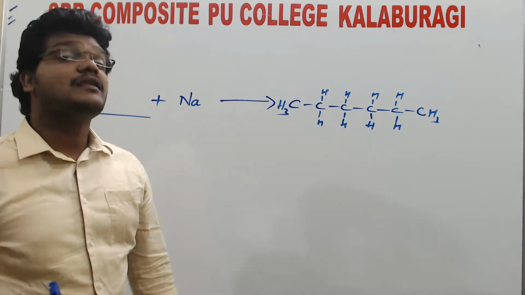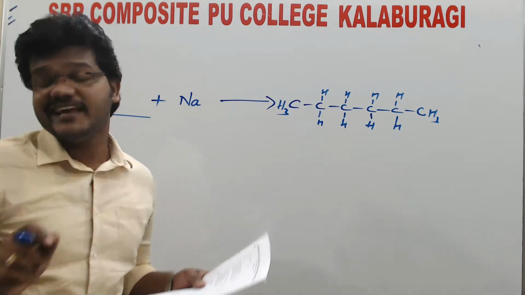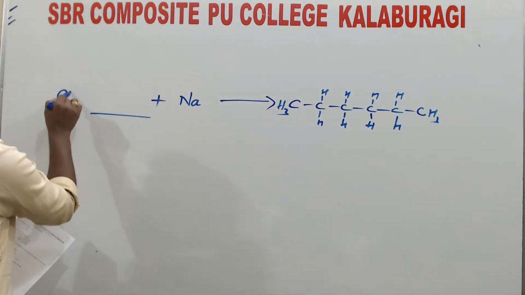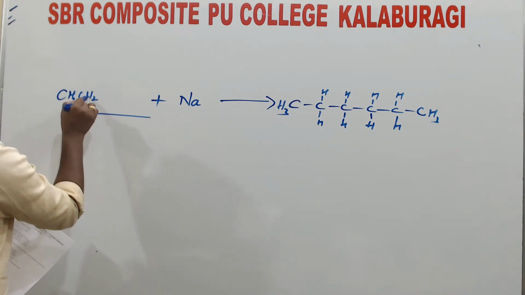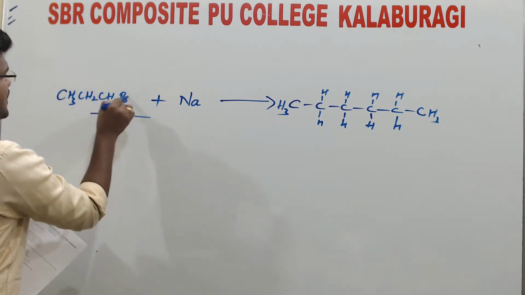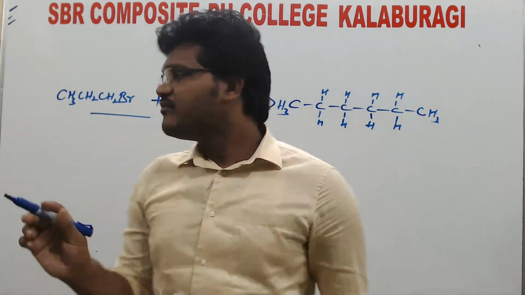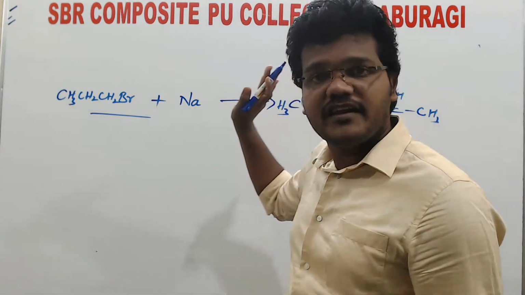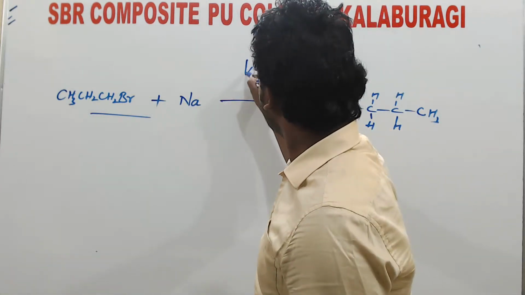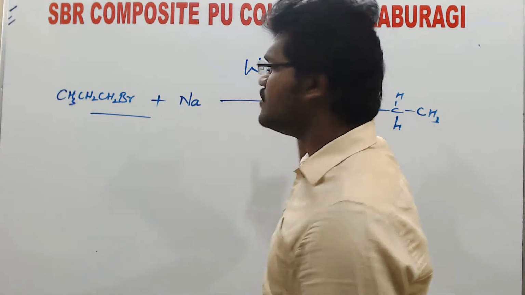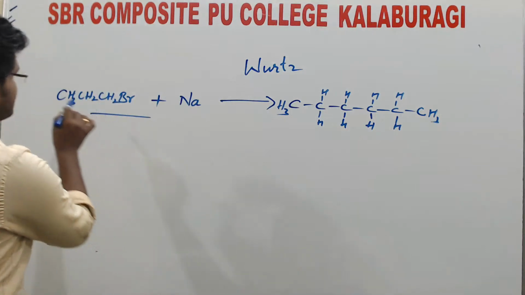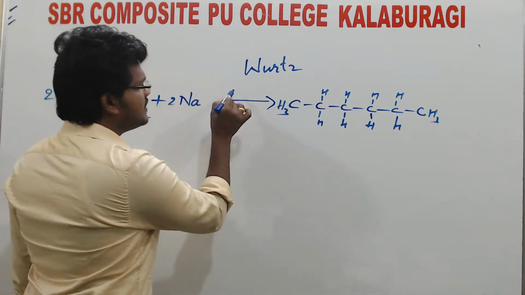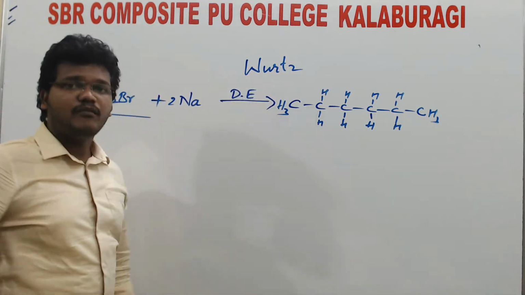Option A, n-propyl bromide. Propyl bromide is nothing but CH3CH2CH2Br. By using propyl bromide in the presence of sodium metal, is it possible to prepare n-hexane? Yes, obviously. This is nothing but my Wurtz reaction. But I am supposed to take 2 moles of n-propyl bromide and 2 moles of sodium in the presence of dry ether. I am going to get n-hexane.